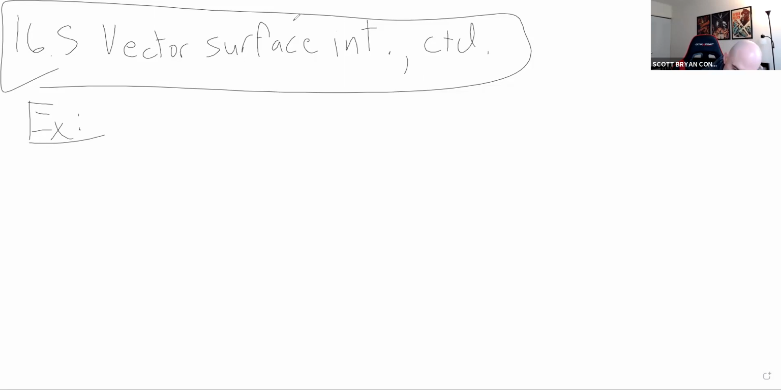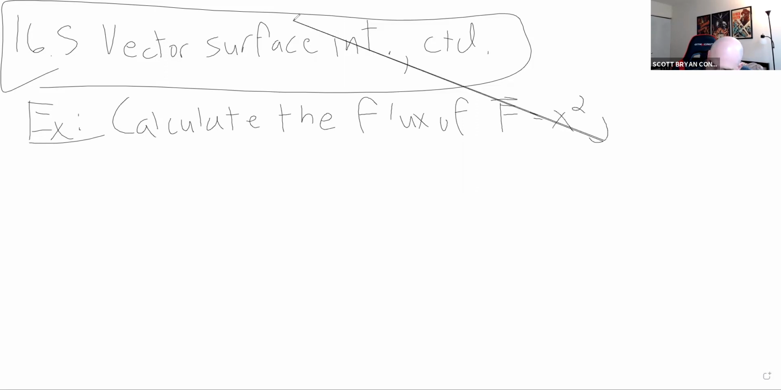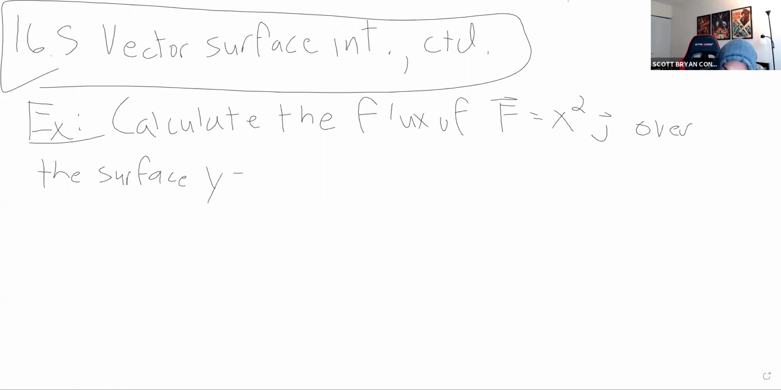All right, so let's calculate the flux of x squared times j, our vector field, over the surface y equals 1 plus x squared plus z squared, with y between 1 and 5.